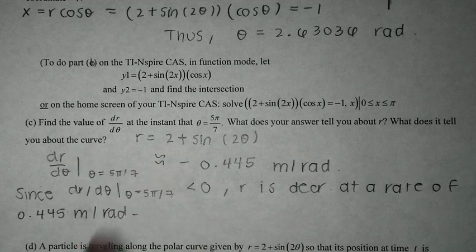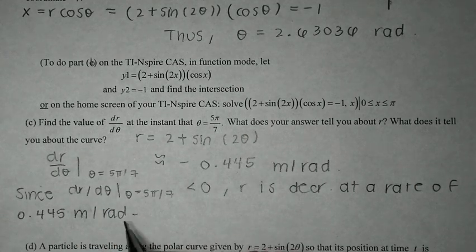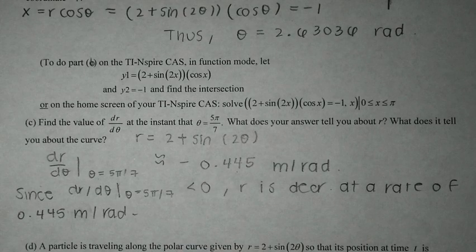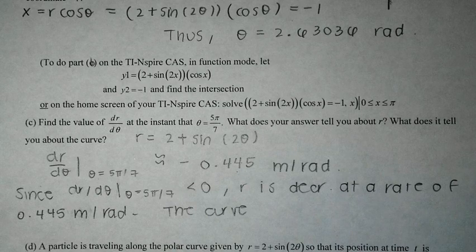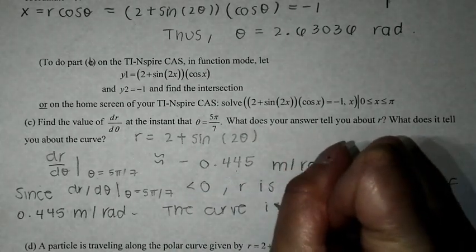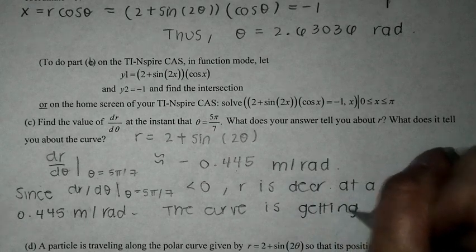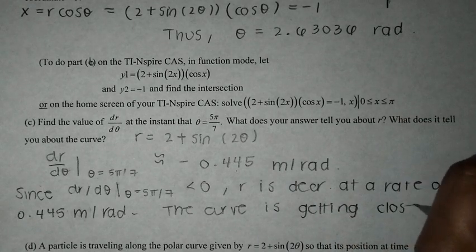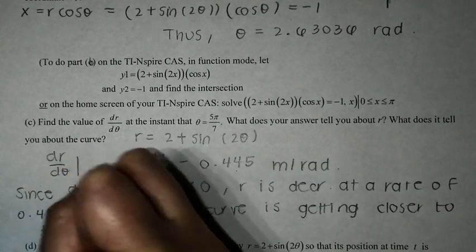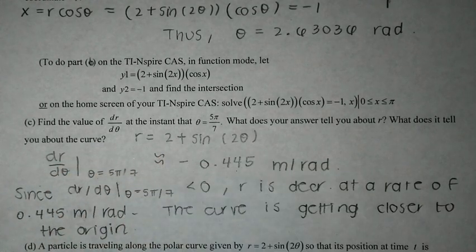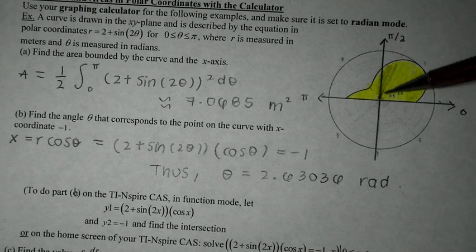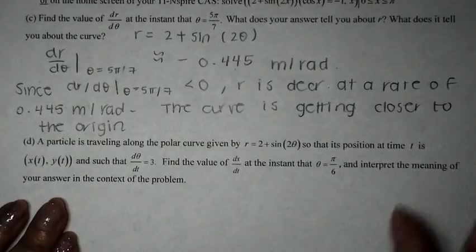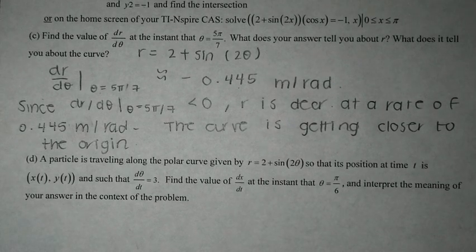What does it tell you about the curve? It's telling you that, remember, your measurements here were always at the origin. So what this is telling you is that the curve is getting smaller. Do you agree with that? It's decreasing, so it's getting closer to the origin, or the pole. Why? Because you know that the smaller your radius, the closer you are to the origin. So that's why we are concluding in this way. Okay, so that's for that.